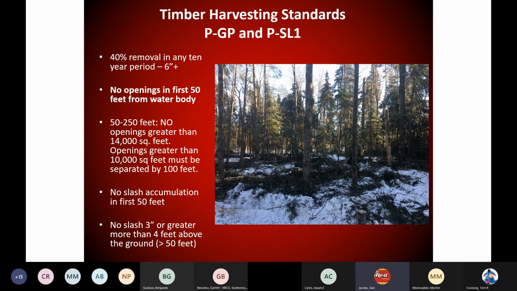Okay, now I'm going to spend about 10 minutes on the timber harvesting standards. And the last piece I'll talk about will be the standards for roads and water crossings. This is a slide that I stole from Adam. So you're seeing this one twice today. That's a harvest that was well done. You see within a PGP or PSL1, you see a well-distributed stand of trees that's been retained. And this was in full compliance with Chapter 27. I think in Adam's case, it was in full compliance with Chapter 21.